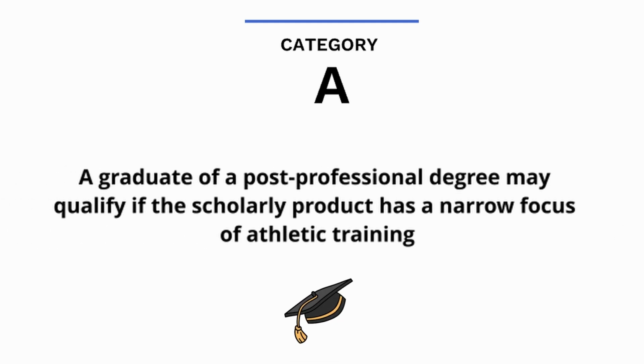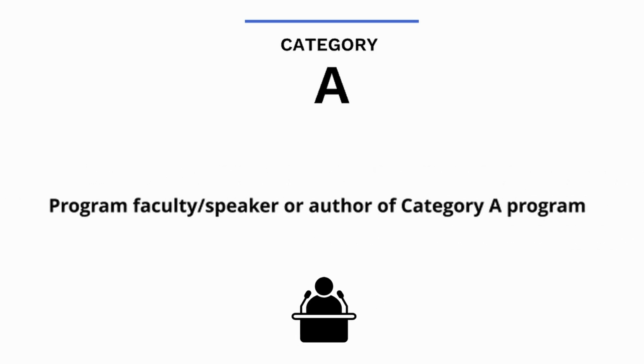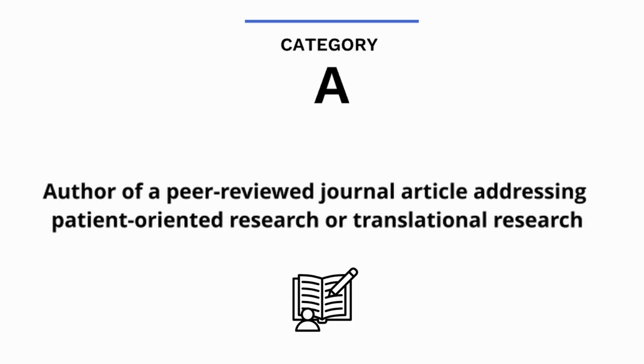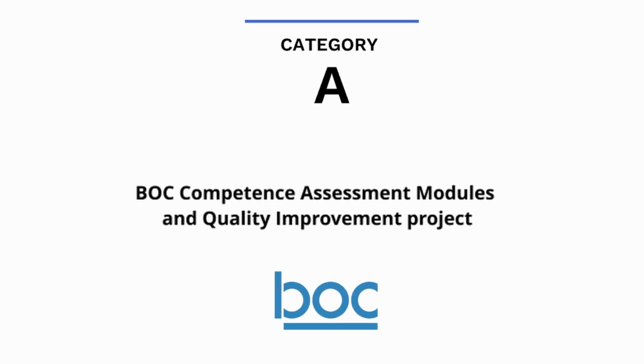A graduate of a post-professional degree may qualify if the scholarly product has a narrow focus of athletic training. Program faculty, speaker, or author of a Category A program. A residency or fellowship, but it needs to be a full year, and may be claimed in the reporting period when the residency or fellowship is completed. Author of a peer-reviewed journal article addressing patient-oriented research or translational research, and BOC competence assessment modules and quality improvement project.